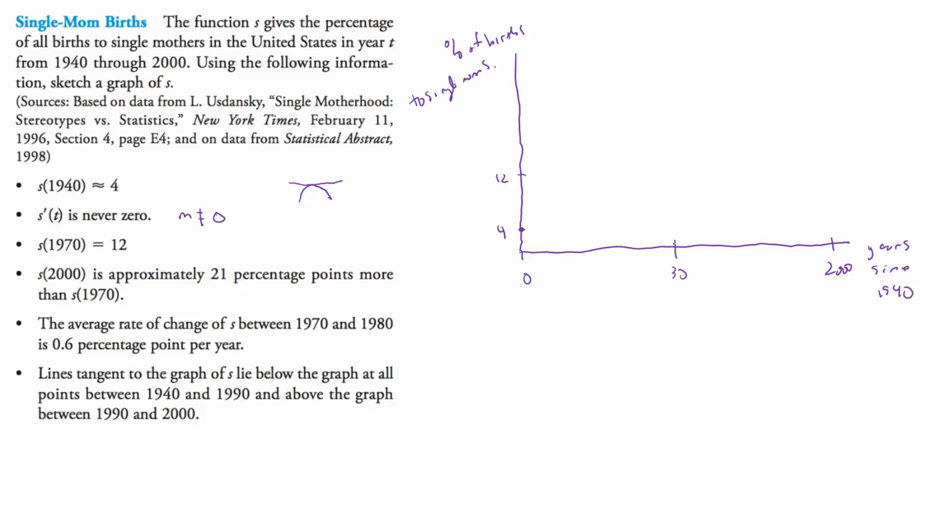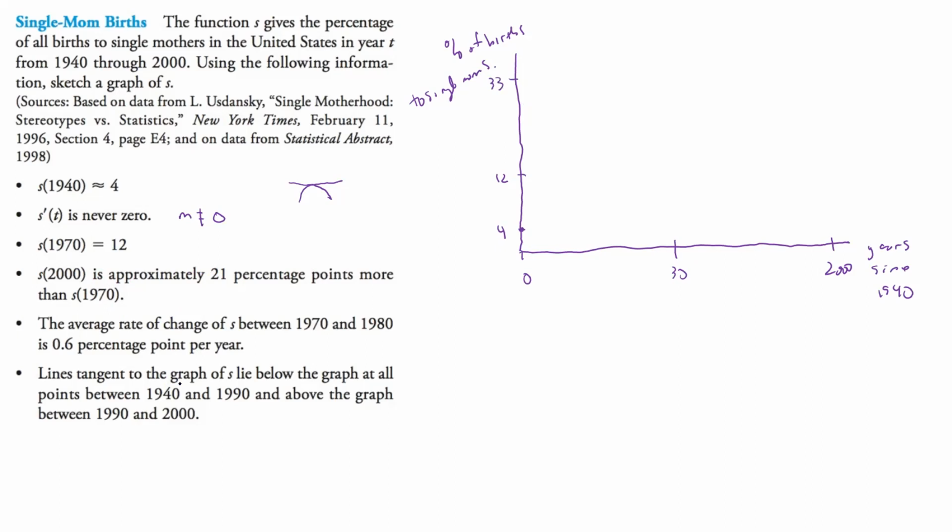Now S of 2000 is going to be about 21 percentage points more than at 70. Approximately, so I'm just going to take 21 plus 12 and I'm going to get 33. That's going to be up here, and we'll call that 33.